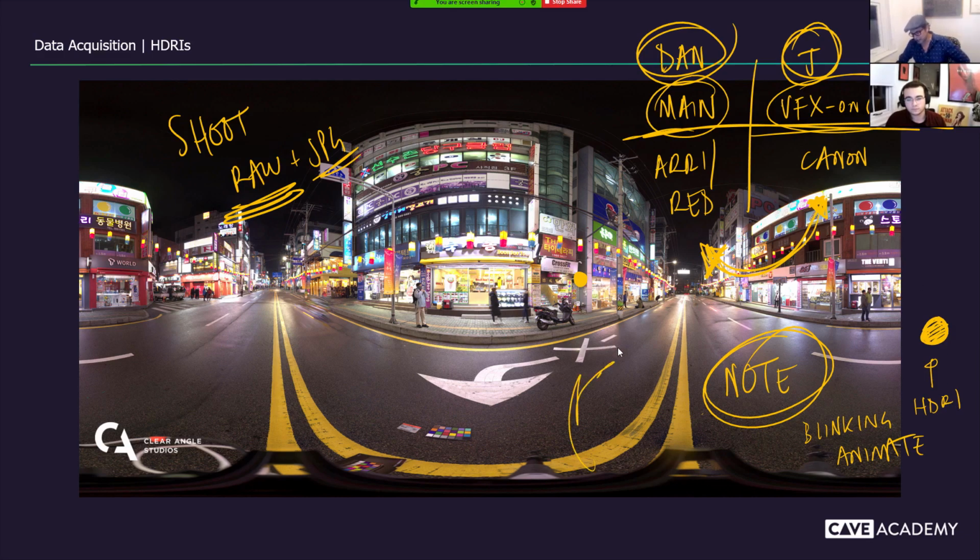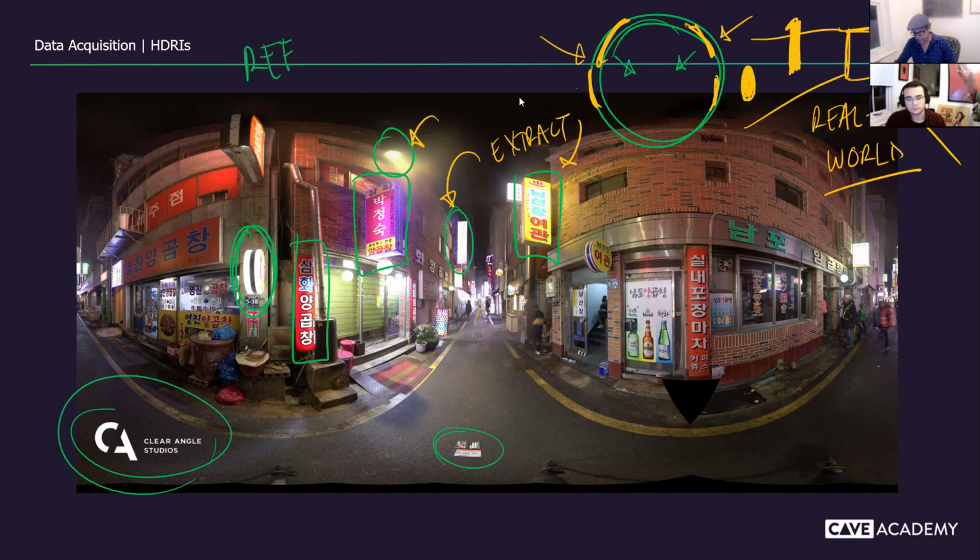If you're doing fire, then you'd probably want to have that as an emissive light source anyway. So shoot the HDRI of the fire, but similar to what I said about extracting these lights, I would want that fire as an emissive light source that I would add digitally.